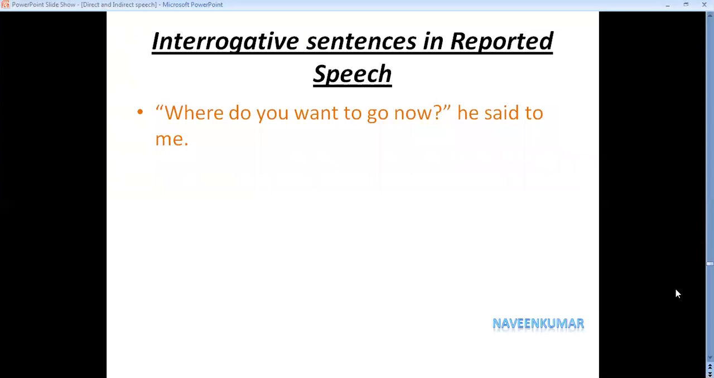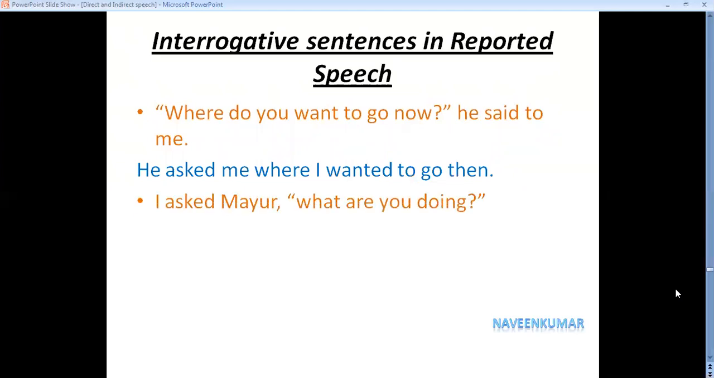What is the tense of that statement? Simple present. Now simple present becomes simple past. Let's try to change it. He asked me where I wanted to go then. So since it's a question, the reporting verb I have to use here is asked. He asked me where I wanted to go then. Simple present became simple past. I wanted.